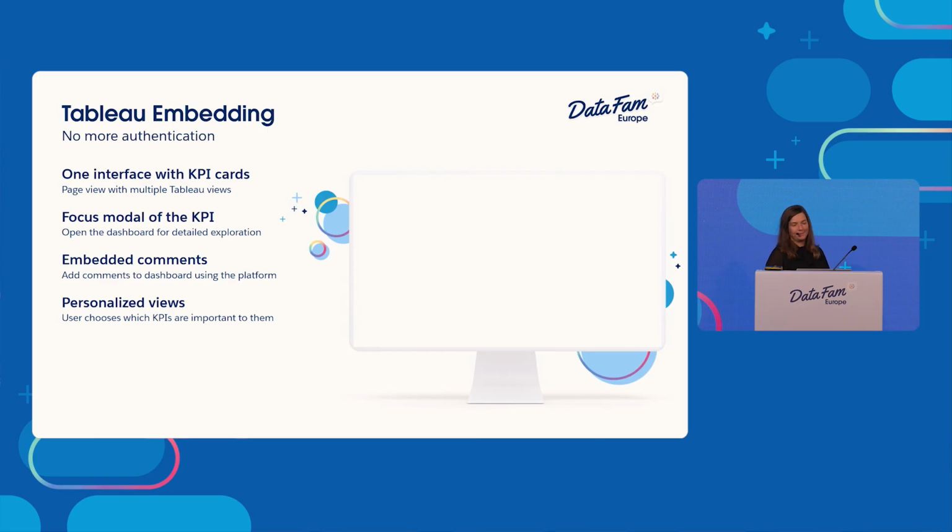We've got this, it's not showing, but that's the one I showed you earlier. We've got one interface with all the KPI cards, so you've got a page view with multiple Tableau views. That's not something we could do in Tableau Cloud before, but because of the embedding, we can do that. We can also focus on one KPI by showing the actual dashboard that is linked to this KPI, and so users can go and explore the data more if they want to, and they always have the latest dashboard that is attached to this KPI.